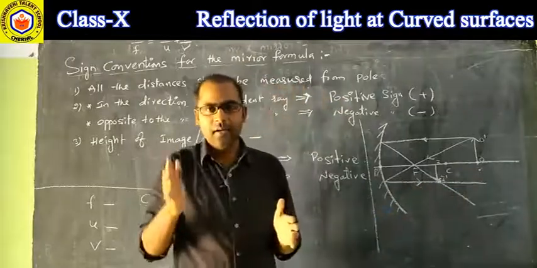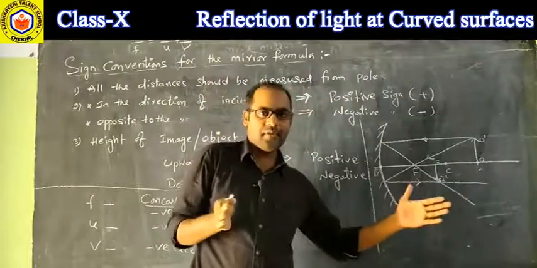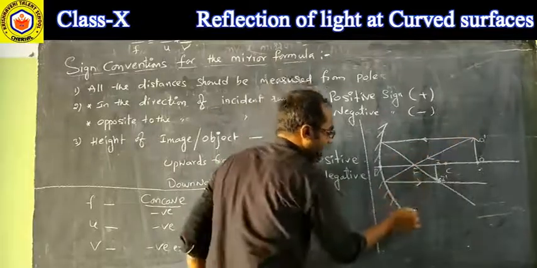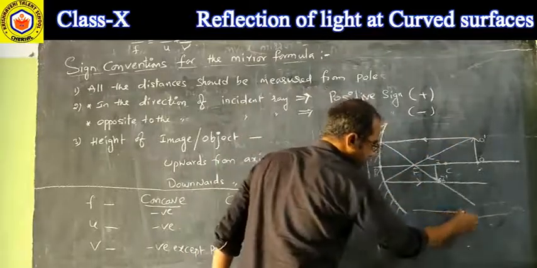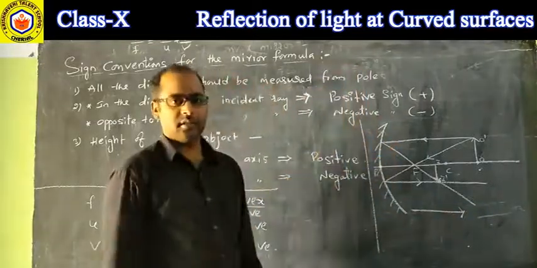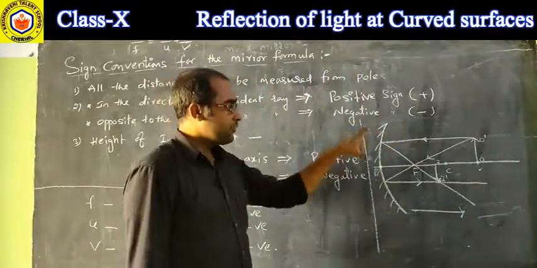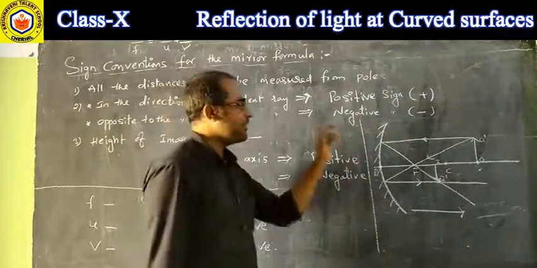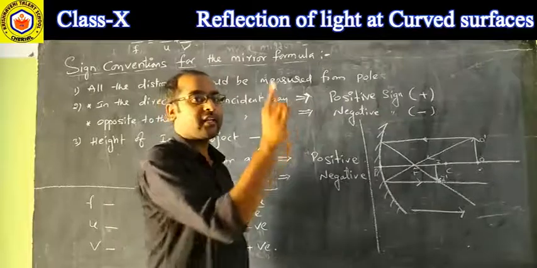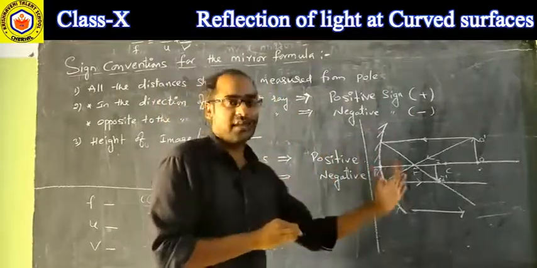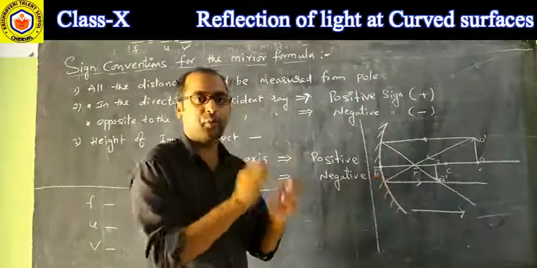Yes, from my right side to left side I am measuring. That means from pole to object, in this direction I am measuring. This is the direction that I am measuring the object distance. While taking the sign for that object distance, we have to consider the incident ray: in which direction the incident ray is present and in which direction we are measuring the distance. That is important here.